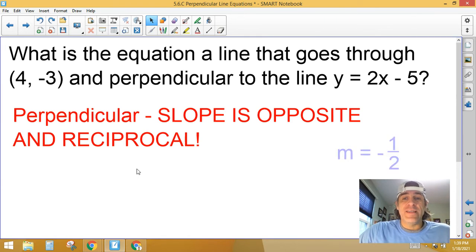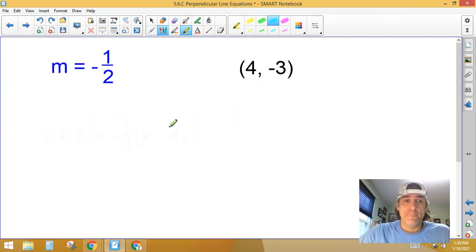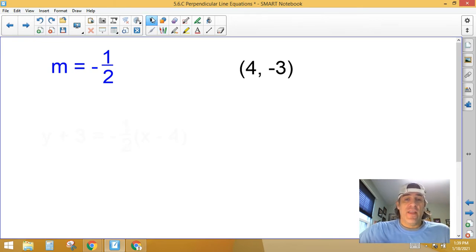I'm hopeful that you said it was -1/2. My slope was 2. I need to make it the opposite, which makes it negative, and I do the reciprocal of 2, which is 1/2, so -1/2. Okay? So now let's actually create the line. We have a point, 4, -3, which was given, and we have a slope. We are going to do point slope.